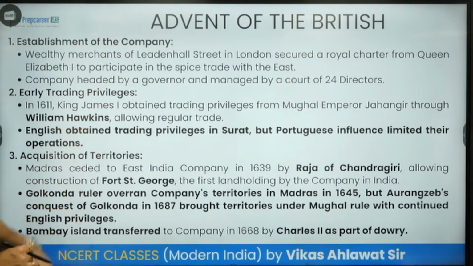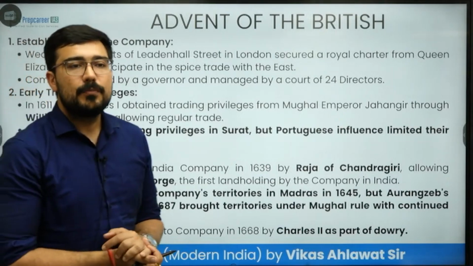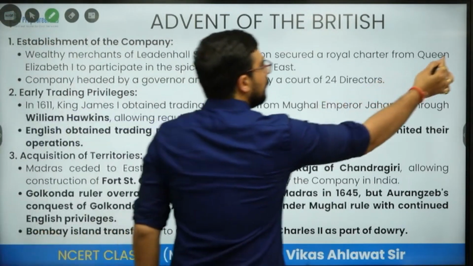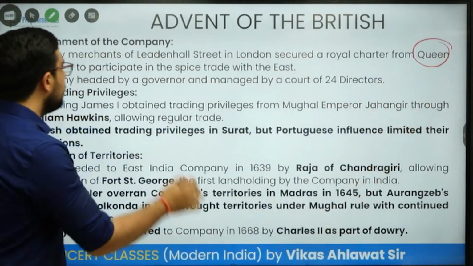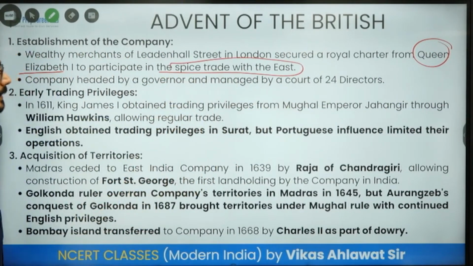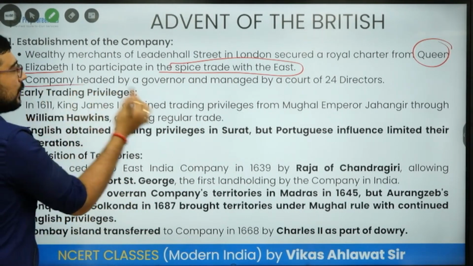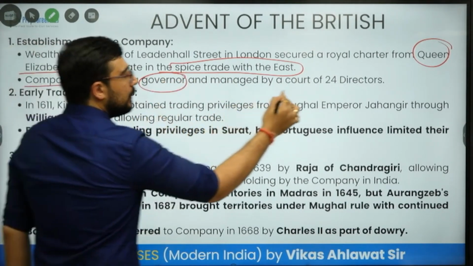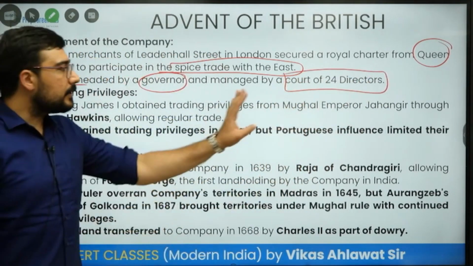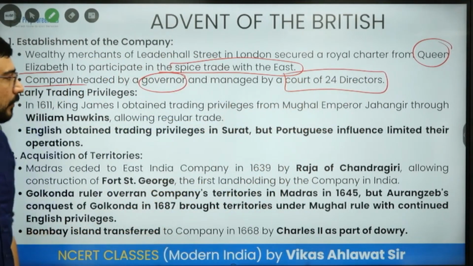Let us see very quickly how we see the beginning of the British. So British, they got the charter from Queen. Who was their queen? Elizabeth. Okay, they were able to participate in the Spice Trade from the east. 1600 was the time when they got the royal charter. The company was headed by a governor, who is going to manage his court of directors. The strength was around 24 at this point of time.